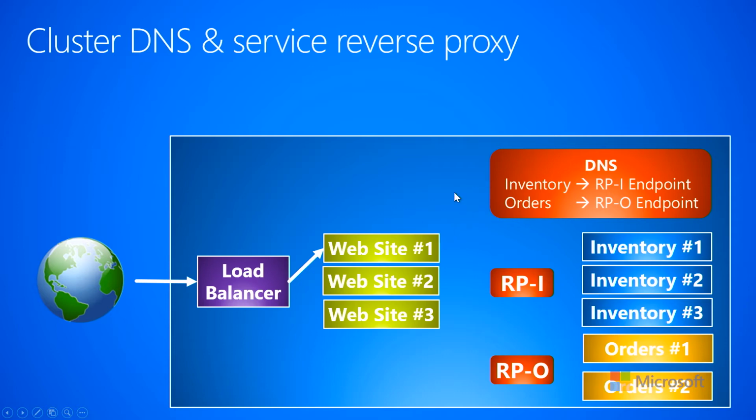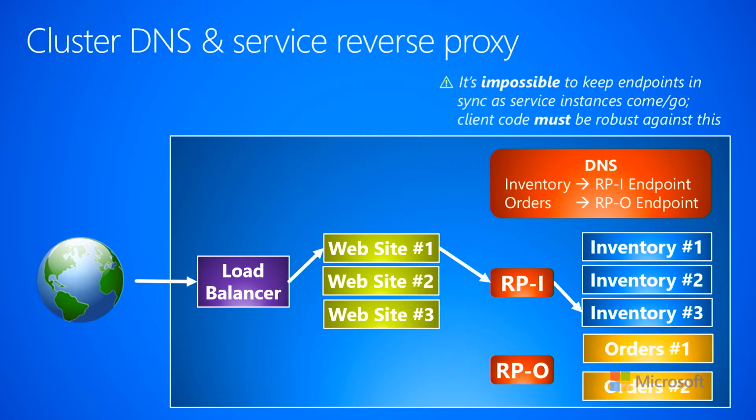Now, after this website hits the DNS service and it gets the endpoint for the inventory reverse proxy, the website then will go and talk to the reverse proxy service. And it's really kind of a load balancer in this case that's then going to pick one of the instances of the inventory service and direct that request to it. In this case, I have it going to inventory service number 3. So now number 3 goes and does its work, and then it would return back.